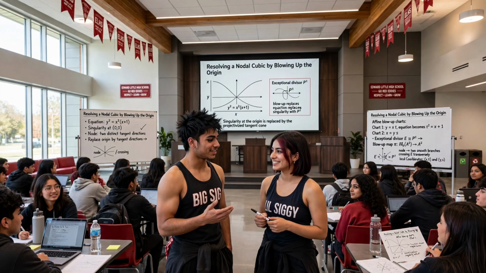Our mission today is to look at a specific, problematic mathematical object. A very specific one. Yeah, it's a plane cubic curve defined by the equation y² − x²(x + 1) = 0. Right. And we are going to figure out how to mathematically perform surgery on it, basically, to fix a fundamental flaw right at its center.